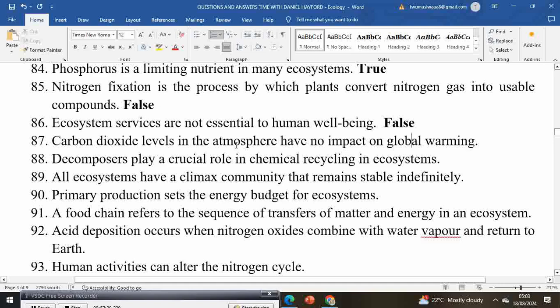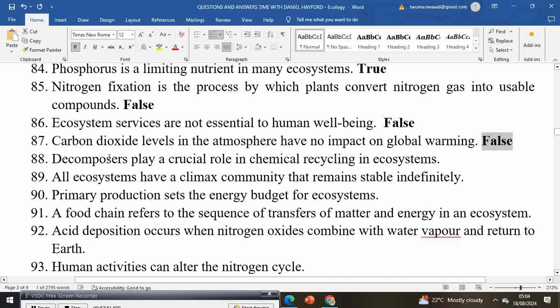Then 87, carbon dioxide levels in the atmosphere have no impact on global warming. This statement is also false. Carbon dioxide levels in the atmosphere have an impact on global warming.